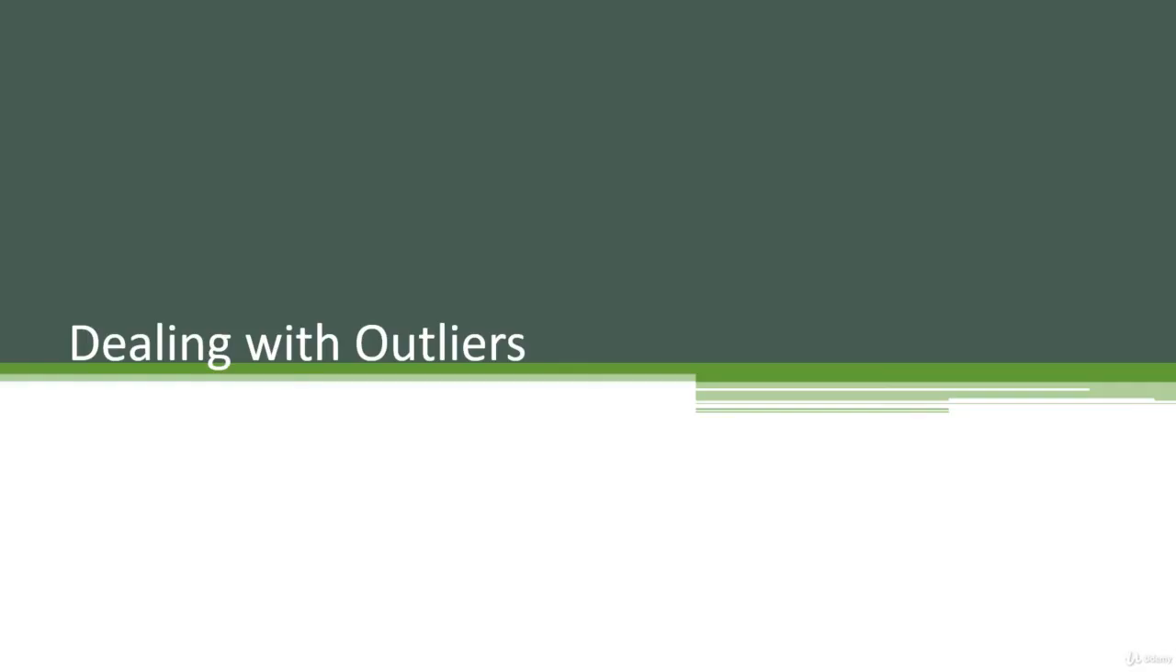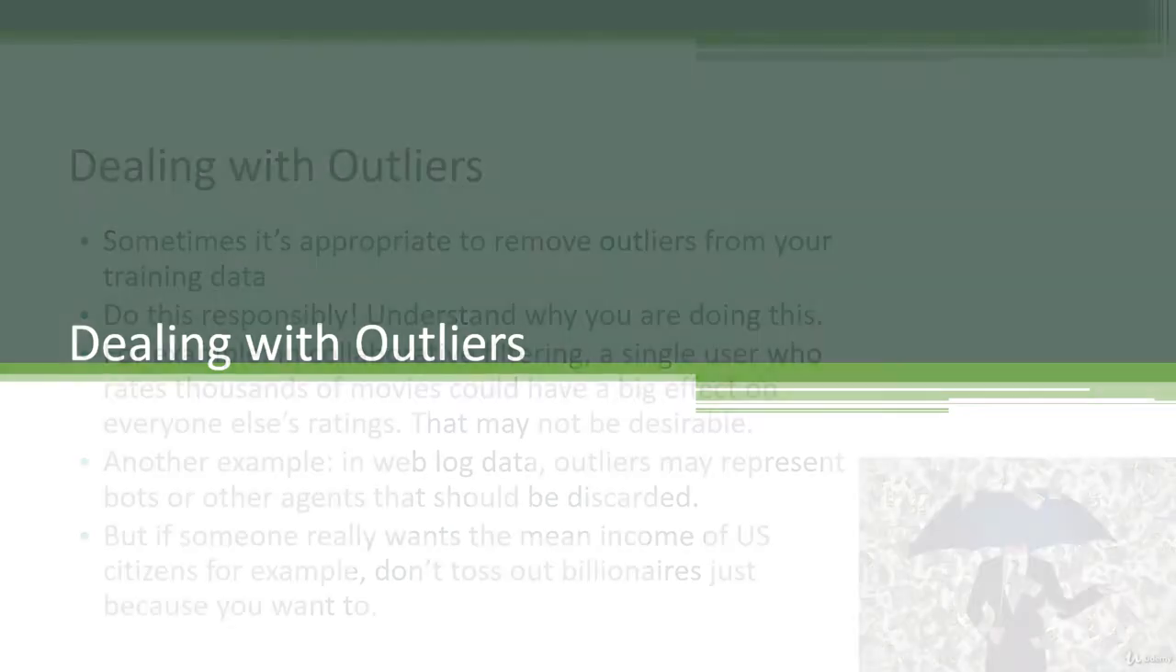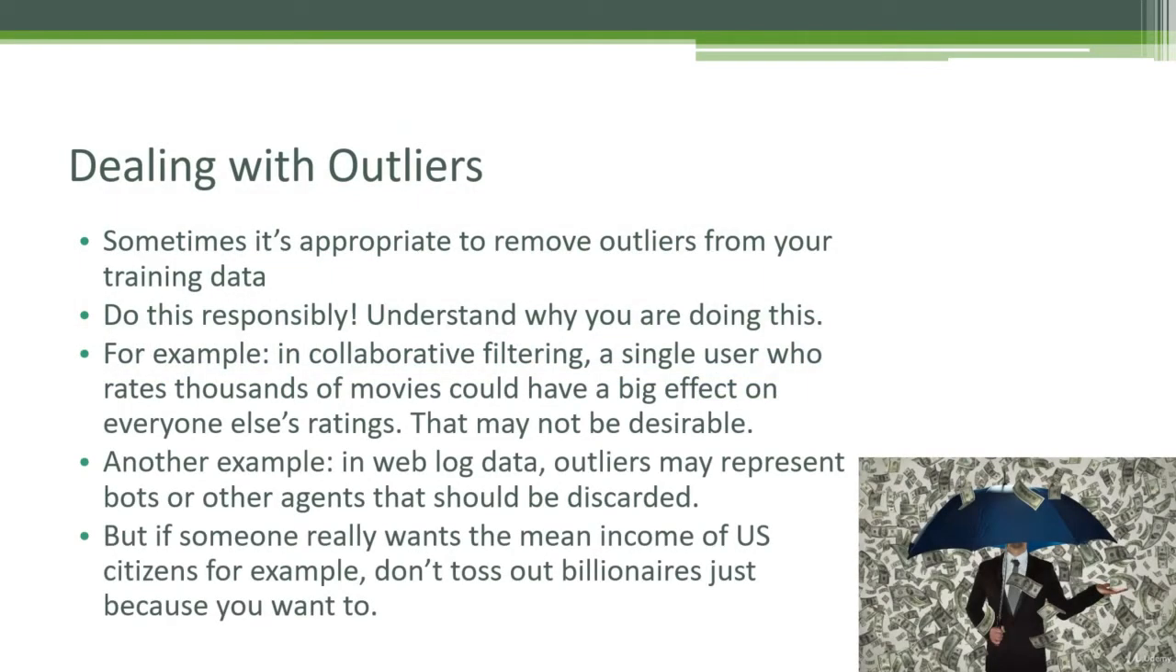Sometimes your real-world data will contain outliers, and they might be legitimate outliers. They might be caused by real people and not by some sort of malicious traffic or fake data, and you'll have to decide how you're going to deal with them. So sometimes it's appropriate to remove them, sometimes it isn't. Make sure you make that decision responsibly.